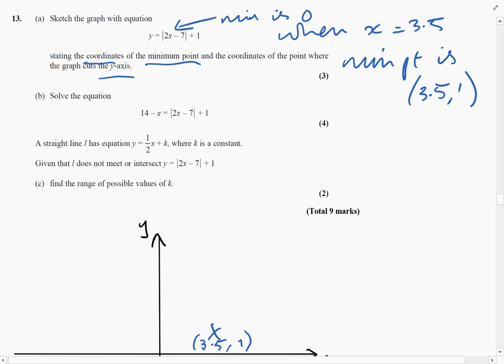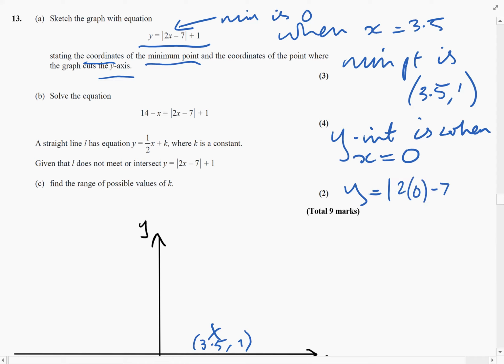So if we're finding the y-intercept, the y-intercept is when x equals 0. So if we put 0 into this equation, we'll get y equals the modulus of 2 times 0 minus 7, and then plus 1. So 2 times 0 is 0. The modulus of minus 7 is plus 7, and then we've got to add the 1. So it's going to give us 8. So the y-intercept over here is going to be 8.